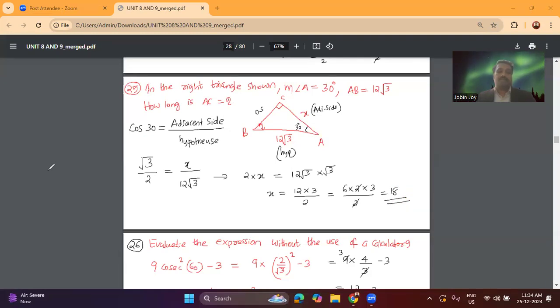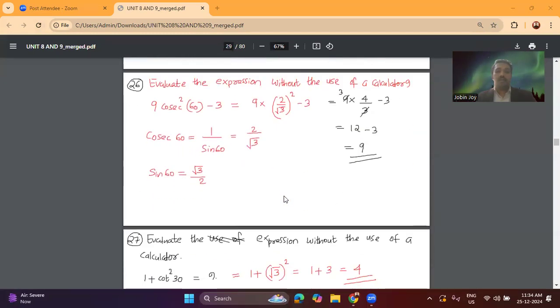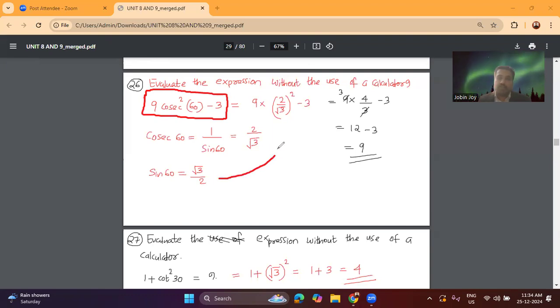Question number 26. Evaluate the expression 9 cosec square 60 minus 3. So how will you get cosec square 60? We know that cosec 60 is the reciprocal of sine 60. What is sine 60? Sine 60 is root 3 by 2. Take the reciprocal, you will get cosec 60 as 2 by root 3.